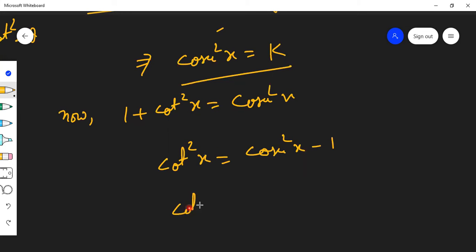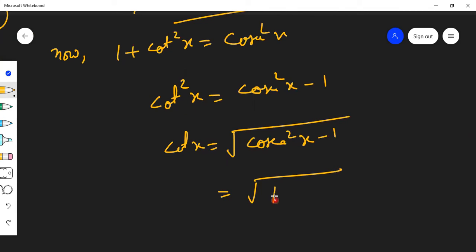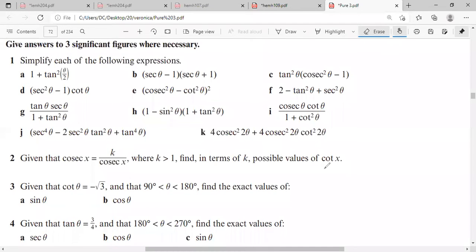And what is cot x? Cot x is the square root of cosec square x minus 1. And we said cosec square x is k. This means it would be under root of k minus 1. The value of cot x would be under root of k minus 1. We get this? Cot x would be under root of k minus 1.